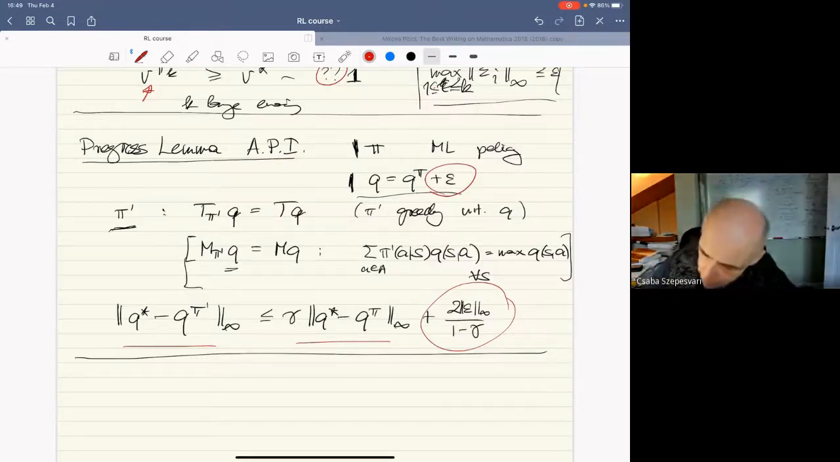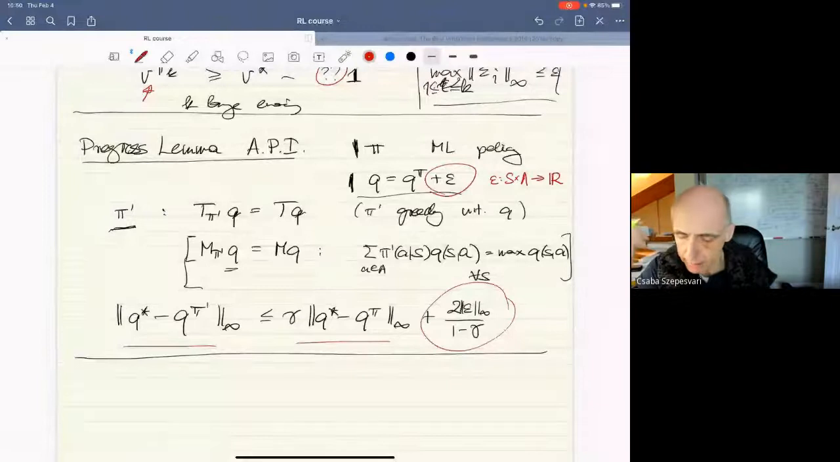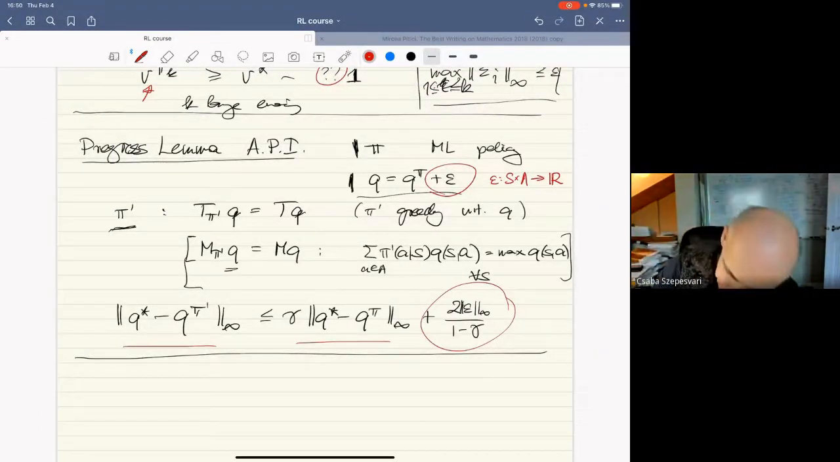So I see some questions about this epsilon. Epsilon is a function from the state action set to the reals. It's anything. It's just a function. Remember, these are vectors or functions. And so if I write q is equal to q pi plus epsilon, then since q and q pi are functions, epsilon must be a function.